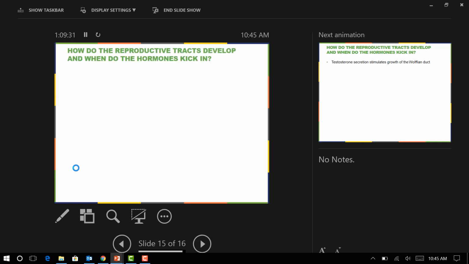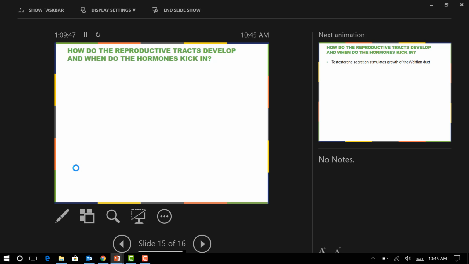All right, last framing question. How do the reproductive tracts develop, and when do the hormones kick in? So first thing that you need to know, and I didn't write this on the slide, but we're going to answer this right away. When do the hormones kick in? The sex hormones kick in pretty early on.